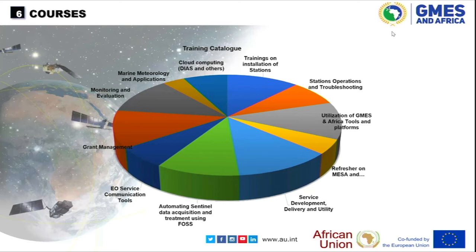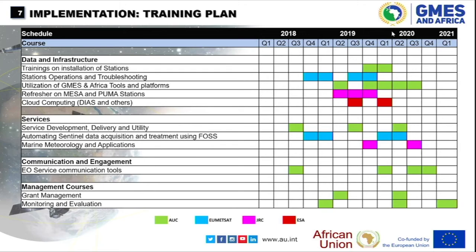So we came up with this training plan to implement the training strategy and the training catalog, and we divided it into the 4 pillars of GMES in Africa, which are data and infrastructure, services development, communication and engagement, and management courses. Most of the management courses have been taken by AUC and also consortia at their level. They have been doing a lot at their level in terms of management of grants.